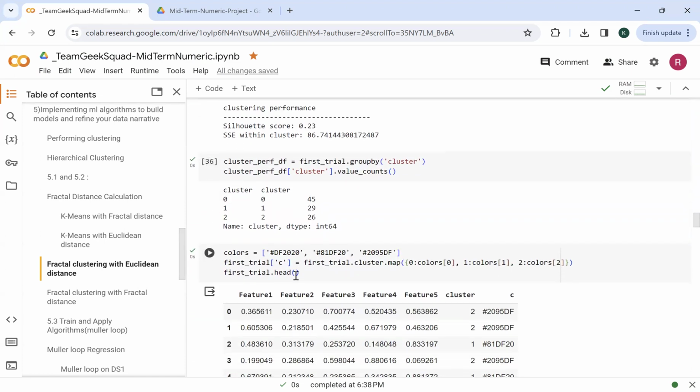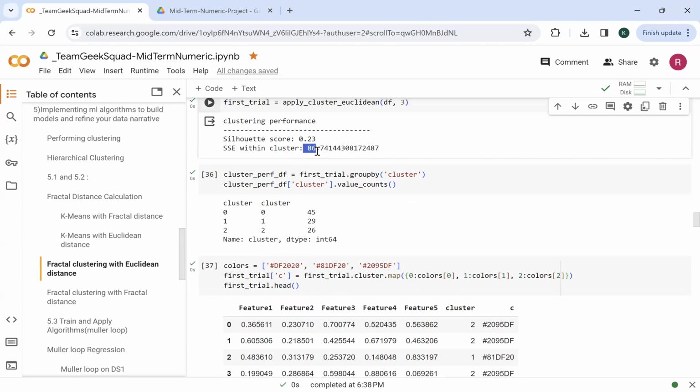What does this represent? A silhouette score of 1 is perfect, which indicates that every point is far from the border of the nearest cluster. This usually happens in very distinct or well separated areas. And SSC within the cluster represents the sum of the squared distances between each point of the cluster and the cluster's centroid. A lower SSC value suggests that the model has fewer errors and the clusters are tighter.